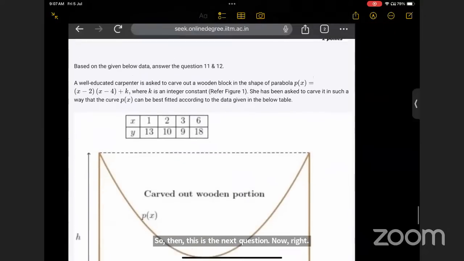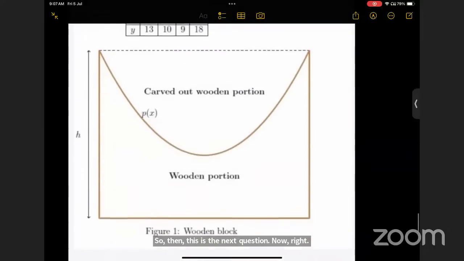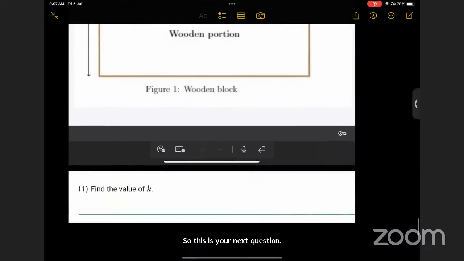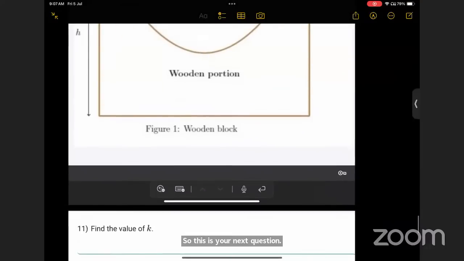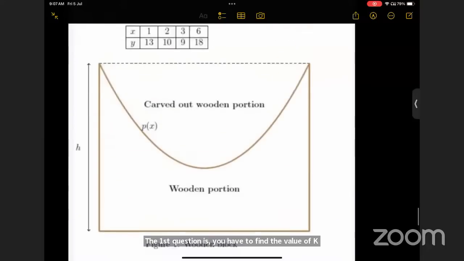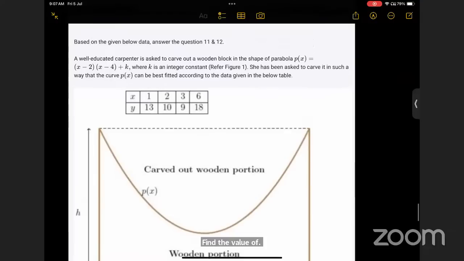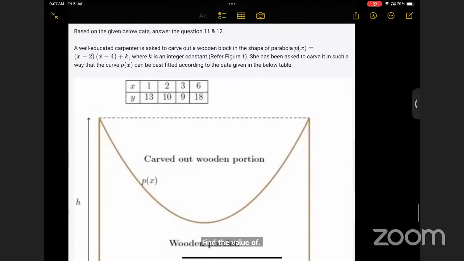So this is your next question. The first question is you have to find the value of k. Find the value of k. This is your given data. Write your answer in the chat box.